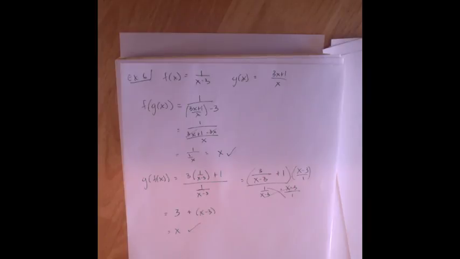Ta-da! So, remember, to show that two things are inverses, you have to show that f of g of x equals x and g of f of x equals x. Don't forget to memorize your properties of logs. I suggest you put it on that formula sheet you should have been making this whole year so far.